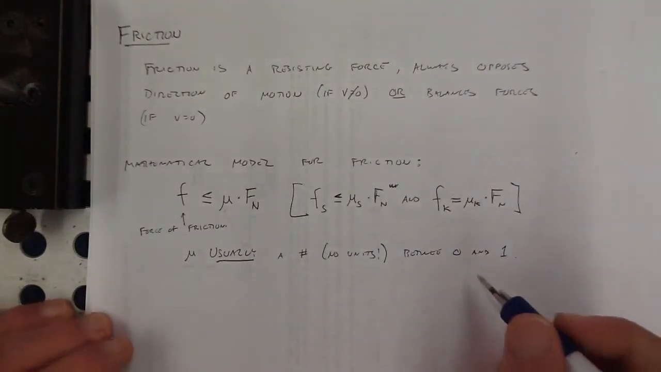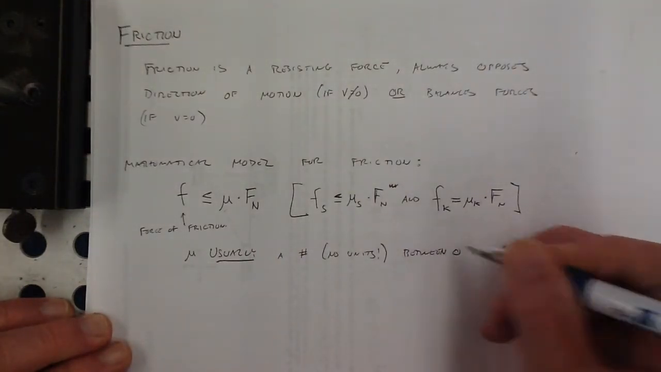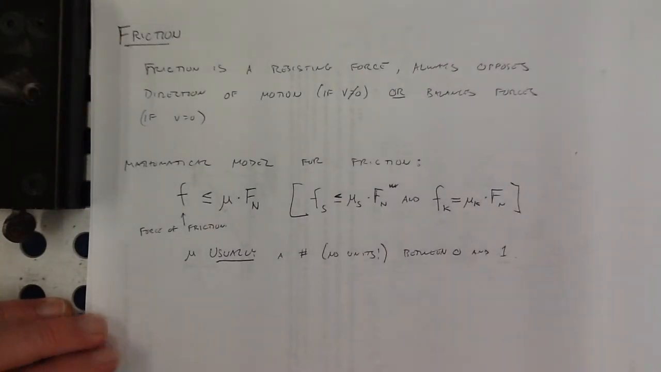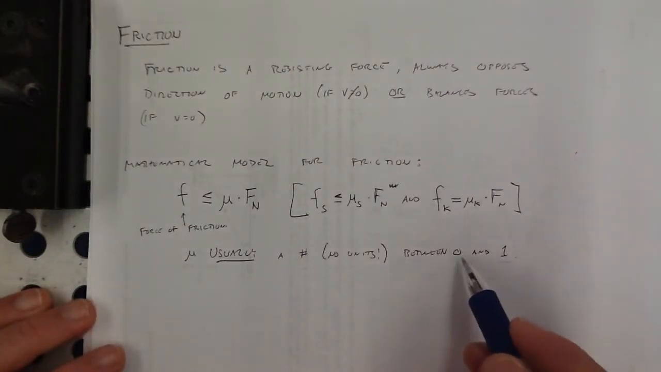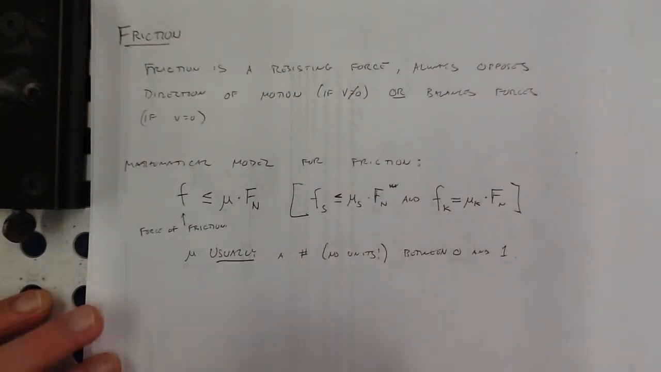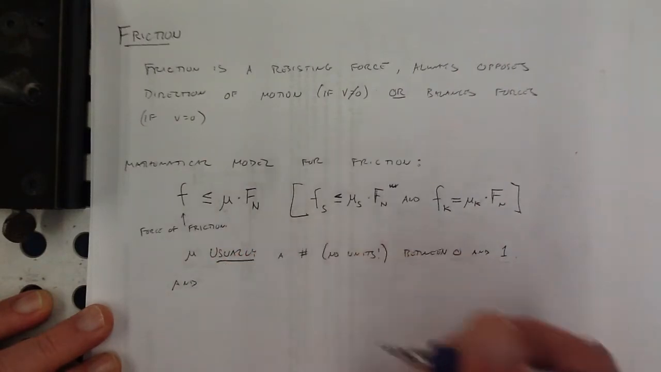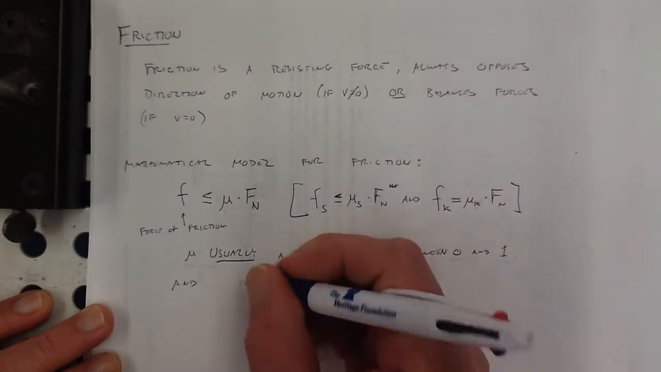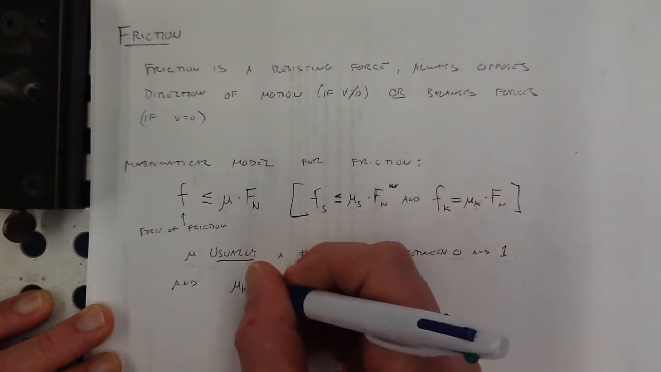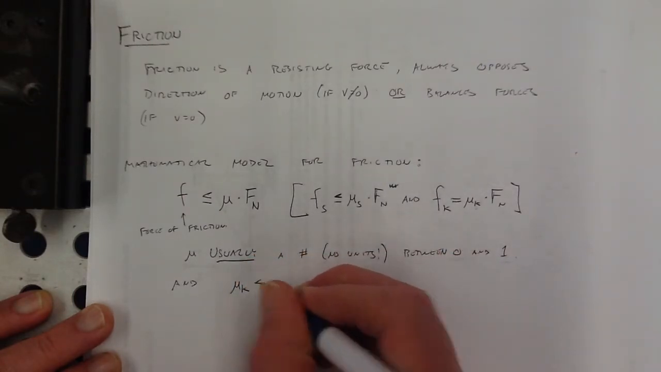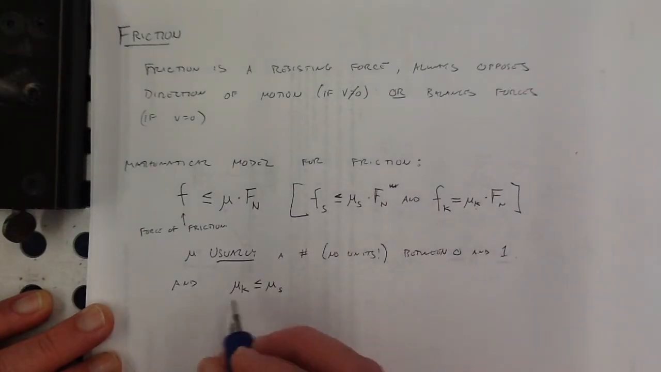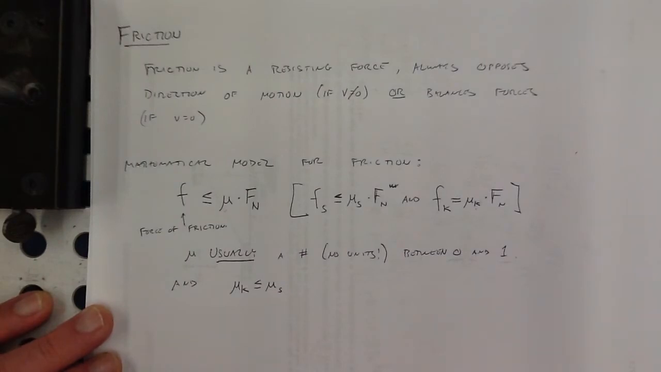So it's possible to engineer special kinds of situations where there is more friction than that weight, but it's pretty unusual. So we're going to be seeing numbers between 0 and 1, and usually the coefficient of kinetic friction is less than, or sometimes might be equal to, but it's typically less than the coefficient of static friction.